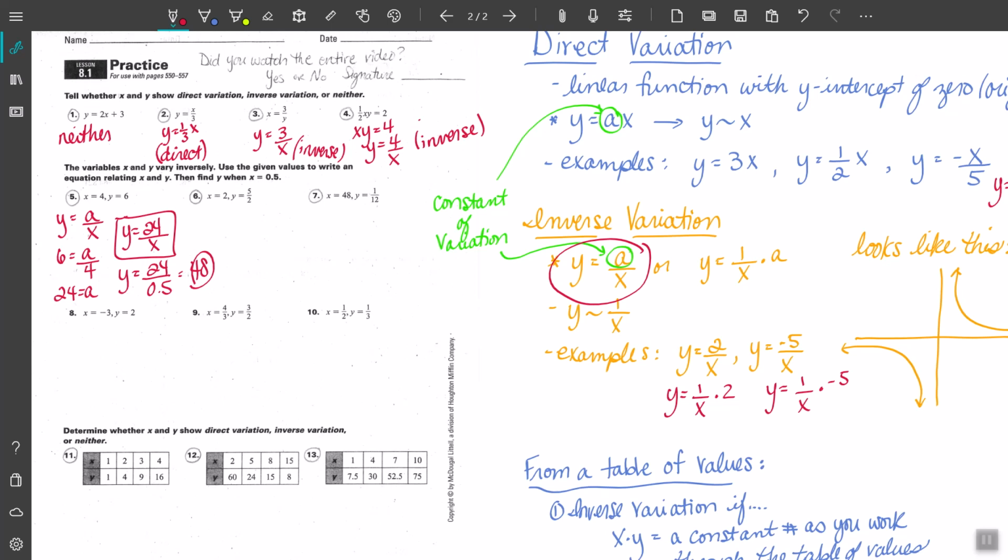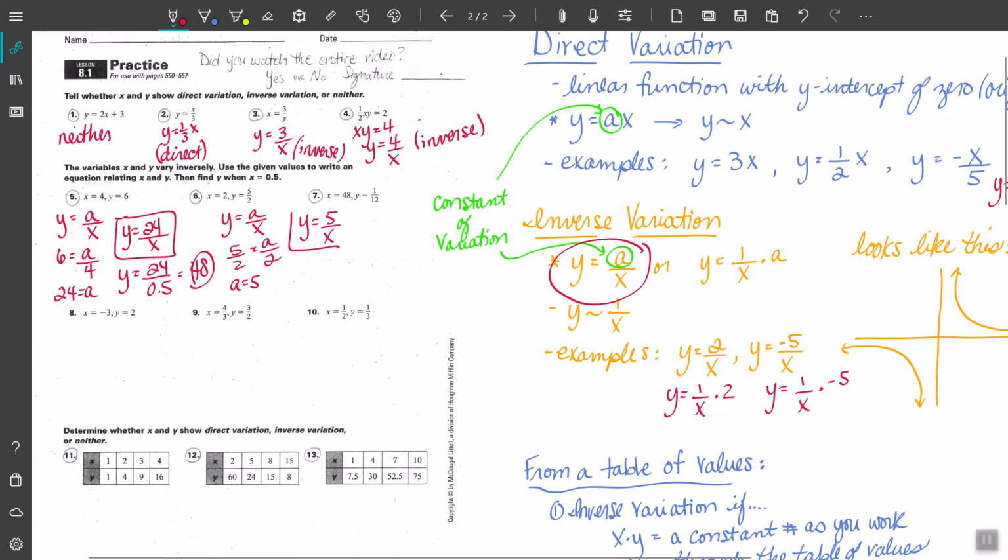And do the same thing on number 6. They gave us our y and our x. Oh, x is 2. And I don't even need to do any algebra here. I mean, this is a proportion. If our denominators are both 2, then our numerators are both going to be 5 as well. So here I can just look at that proportion and see that my a is 5. Take that and put it back into our form to give me y equals 5 over x.